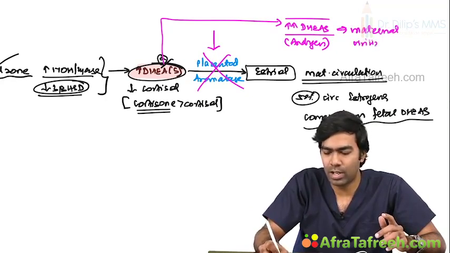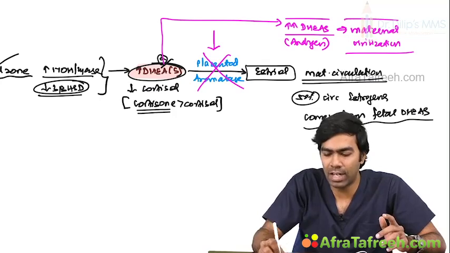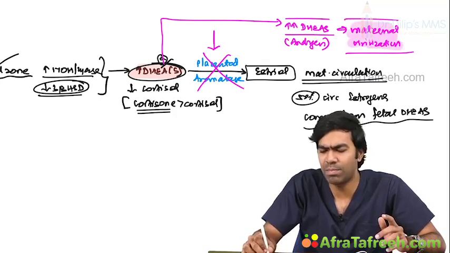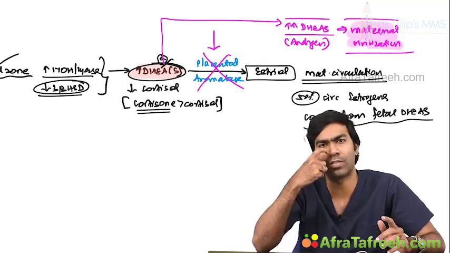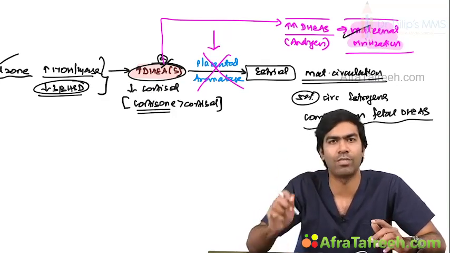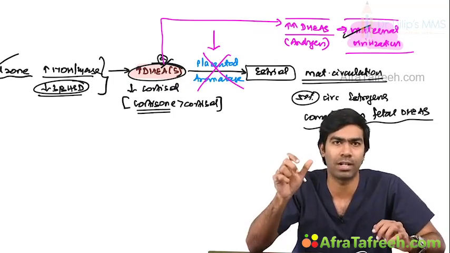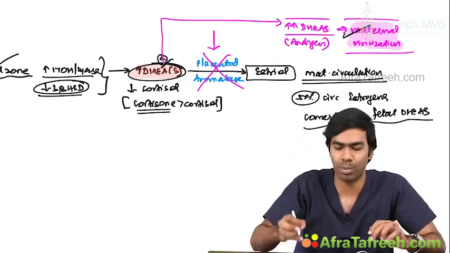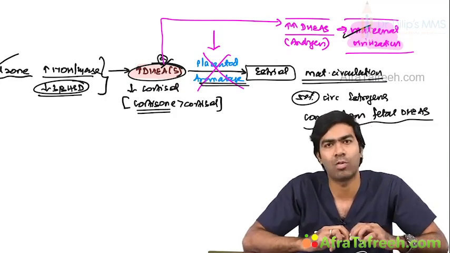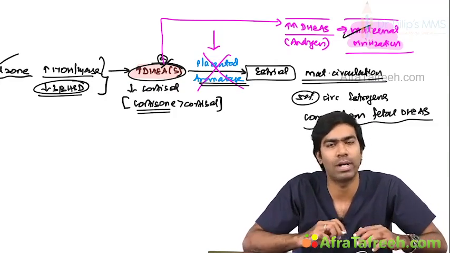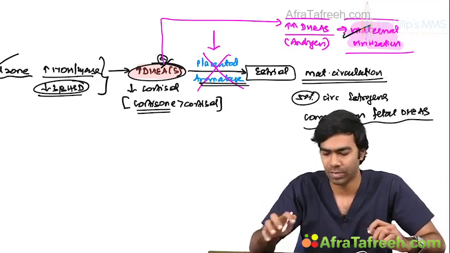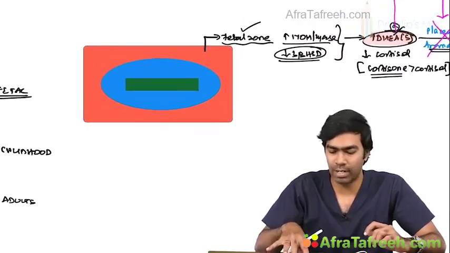So whenever you encounter the term maternal virilization during pregnancy, this is a very important key point. Whenever you consider a disorder of sexual differentiation, if there is a history of maternal virilization during pregnancy, that straight away is a pointer for placental aromatase deficiency, or simply aromatase deficiency. Clear? That's a very important clinical point.